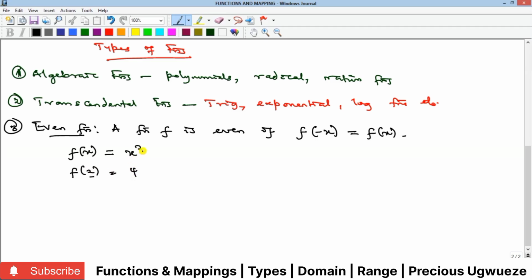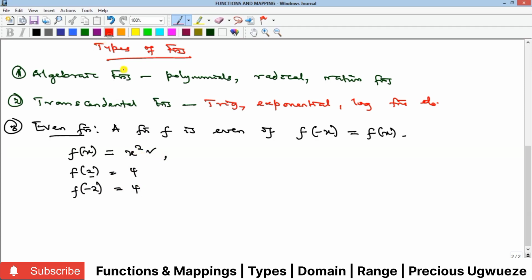This kind of function is an example of an even function. What does that mean? It means that even if you put a minus as your x, it will still give you the same thing the positive x would have given. Here we said that f of 2 is 4. If I look for f of minus 2, I am still going to get 4, because squaring turns negative to positive. So this is an example.